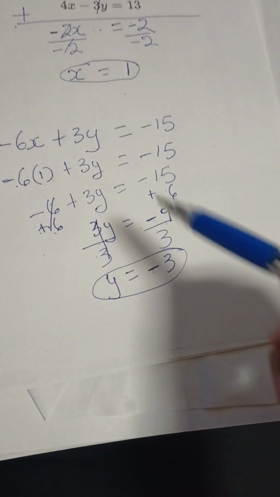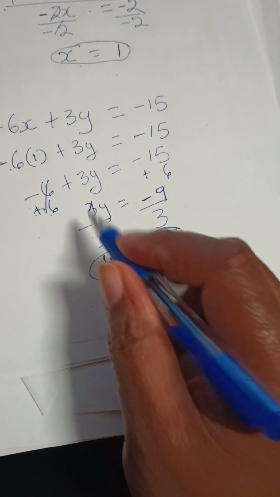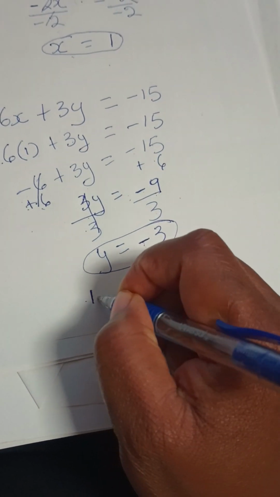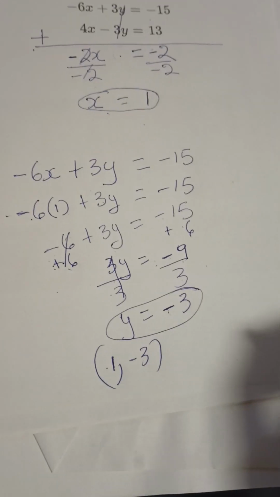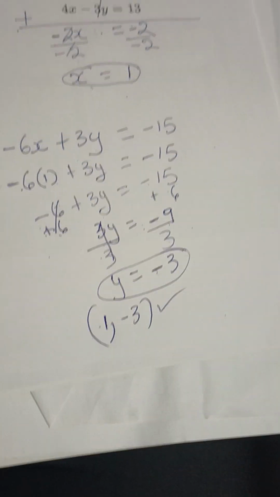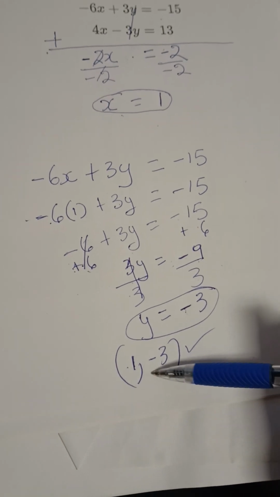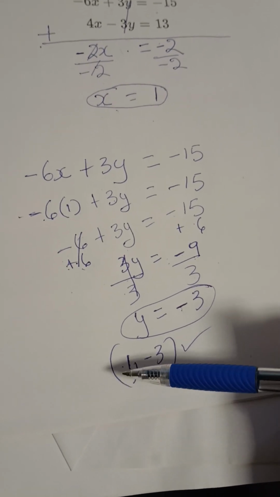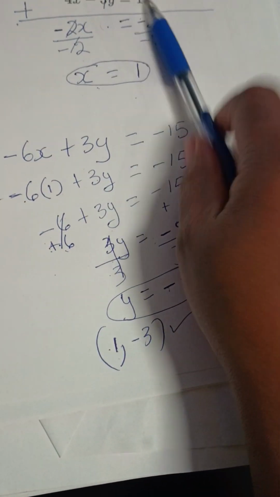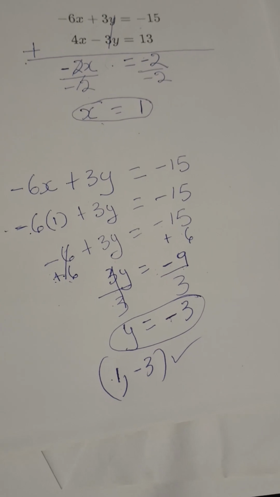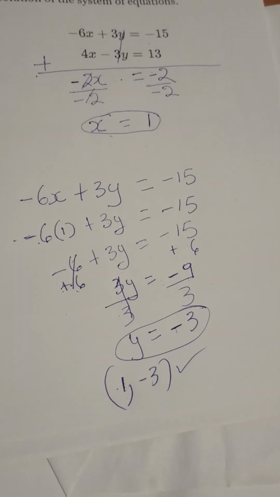So now we have both our x and our y value. We're going to put it together. So our x is 1 and our y is negative 3. And that's your final solution. And if you're still not sure, you want to check, you could go ahead and plug in 1, the x value, and negative 3 for the y value, and you should get the same answer. Thank you.